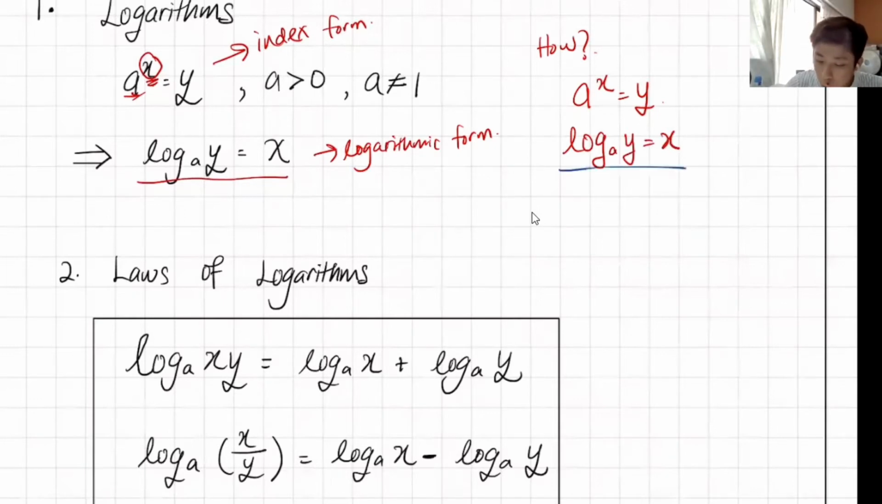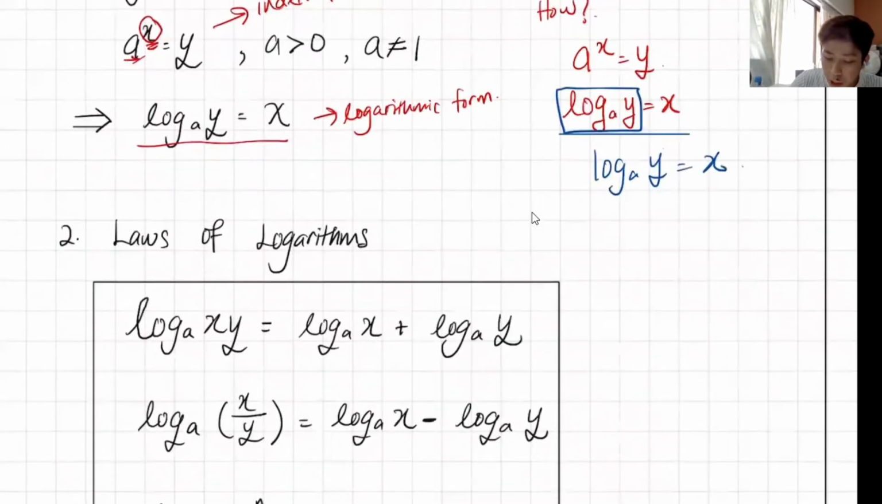Basically, when you look at this logarithmic form, look at the left-hand side. Log a y is equals to x, right? I'll write it bigger so you can see. When you look at this, what does it mean? It means that a to the power of x is y. Can you follow? I repeat.